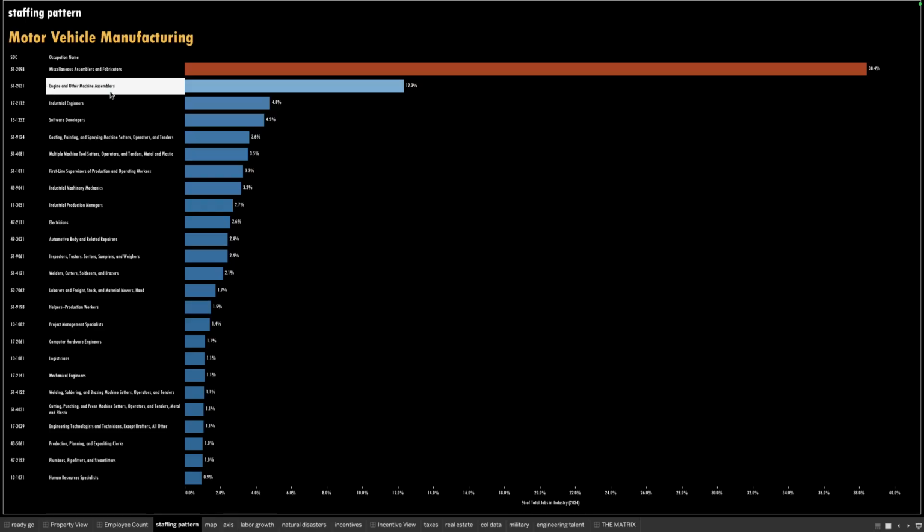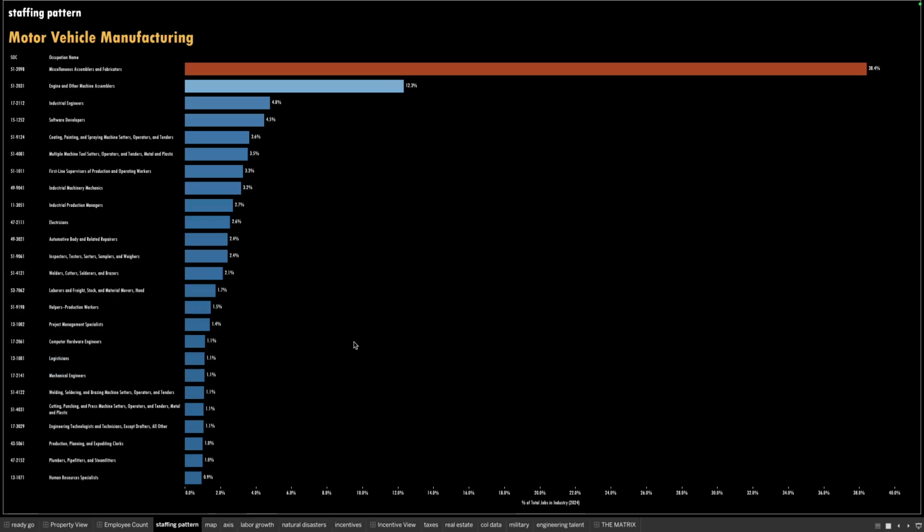Then you've got 12% of the staff who are probably engine and other machine assemblers. Probably change it to motor, right? Or just machine assemblers on that one. But that is the occupation they're hiring from. Then you've got industrial engineers, software developers, painting and coating at this facility. All of the different staff on down the line.